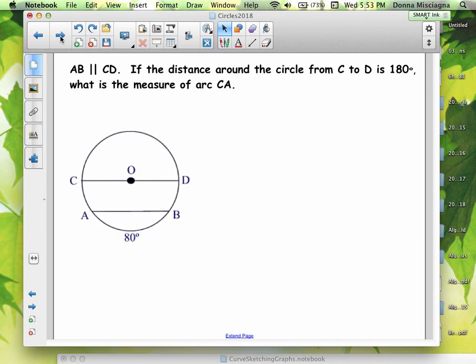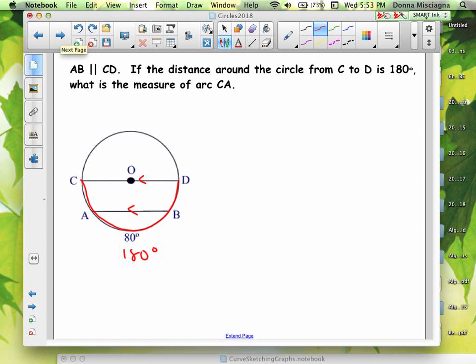All right, so AB is parallel to CD. If the distance around the circle from C to D is 180 degrees, okay, so that's 180 degrees. What is the measure of arc CA? Right, so you might have wondered how I knew which way to go around the circle. Well, actually, it isn't going to make any difference. The other direction is also 180 degrees.